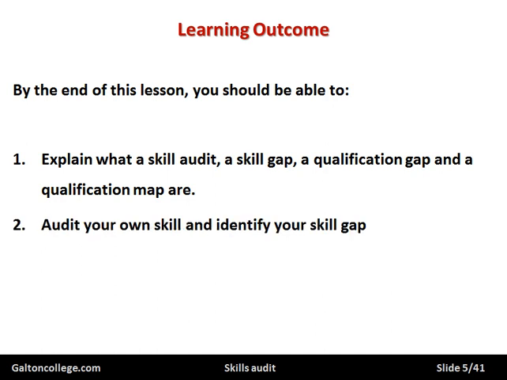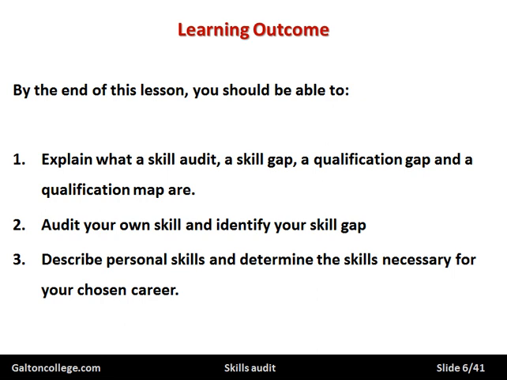You should also be able to audit your own skill and identify any skill gap that you may have. So it's not just looking at it in the abstract, we should be able to apply it to ourselves. And finally, we should be able to describe our personal skills and determine the skills necessary for your chosen career. So look at each of us individually and critically and say, what skills have we got? What do we need? What do we need to get the career that we desire?